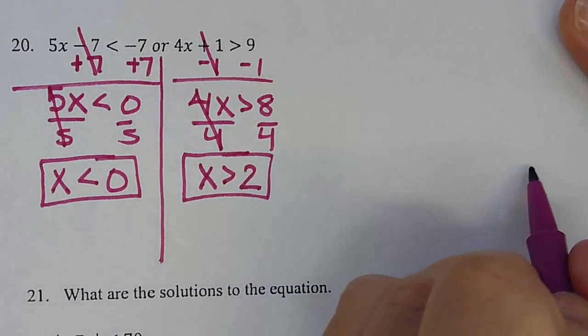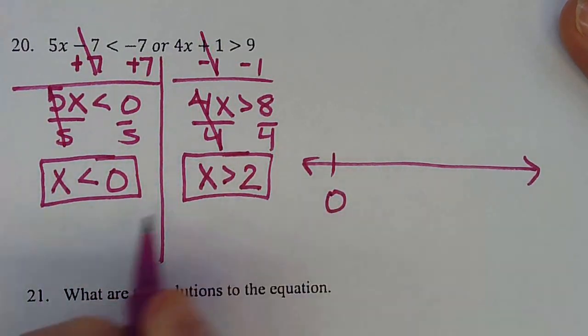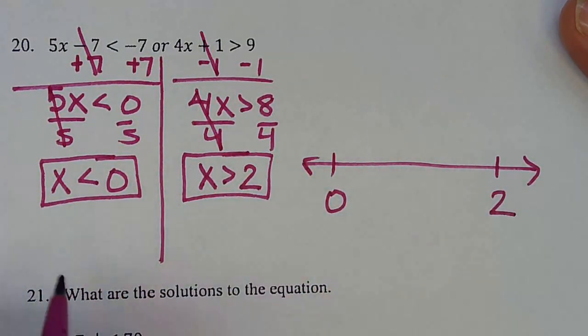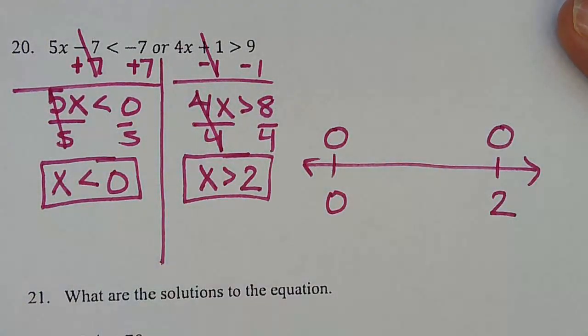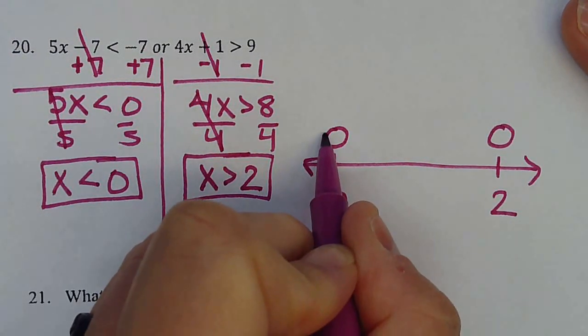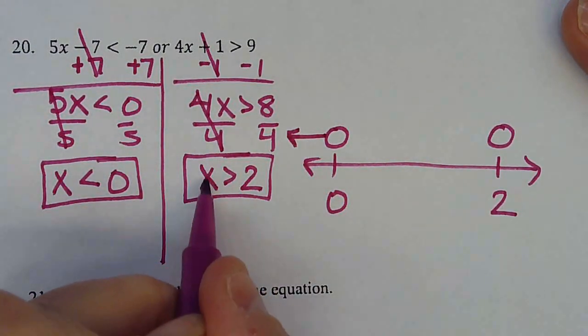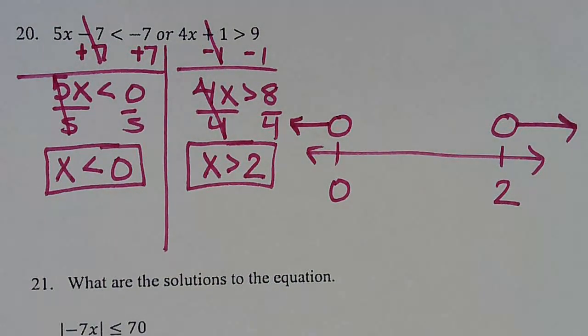Now to graph them, same thing. The smallest number is 0. The biggest number is 2. For the 0, I have an open circle. For the 2, I have an open circle. And this says x is less than 0, so less than 0 means it goes to the left. Greater than 2 means it goes to the right. And that's what your graph should look like.